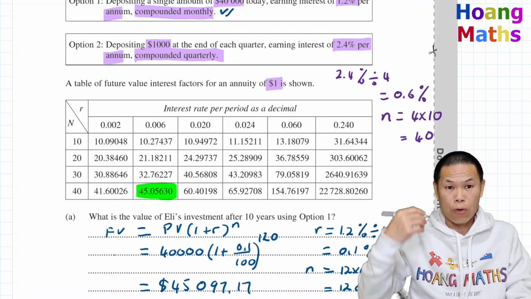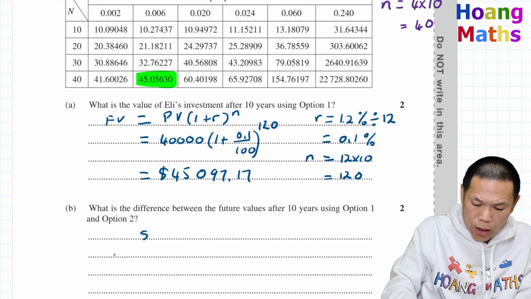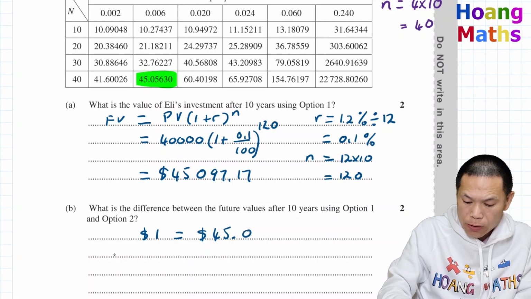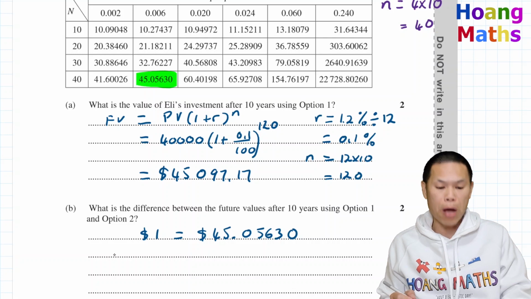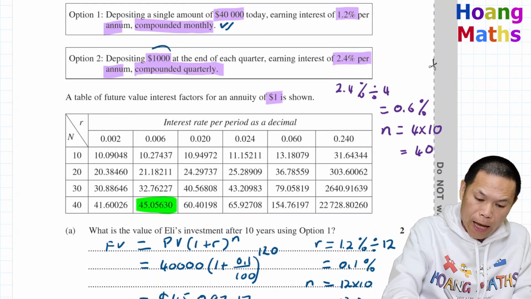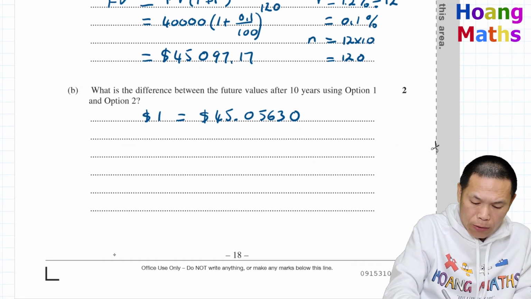Let me just write this down. An annuity of $1 will give me $45.563. Okay, so keep that in mind. Now the annuity for Aries is $1,000 at the end of each quarter. So that means 1,000.